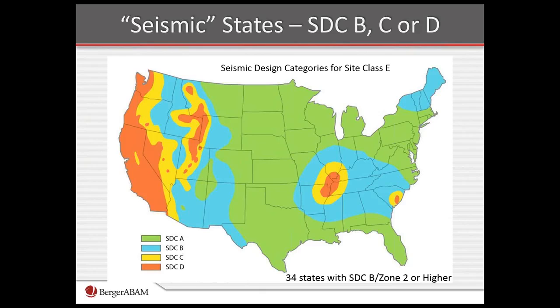The lowest category A would be shown in green here, and this map is set up for the poorest site class E. So if you see a state, for example, on this map that is all in green, then it has only design category A. If your state has blue, yellow, or orange, then you may have the higher categories as well. So continuing.